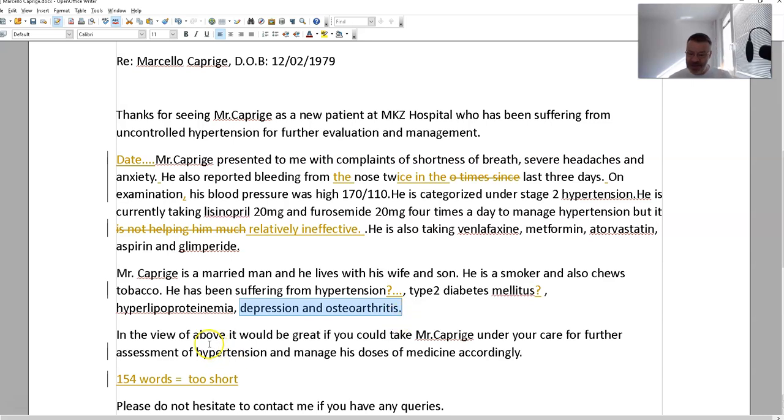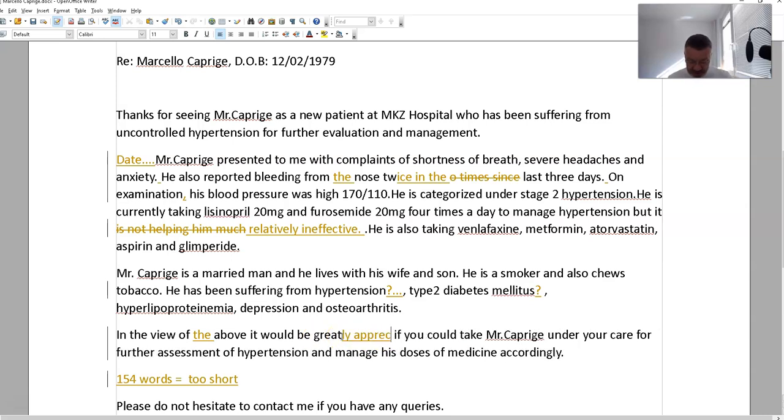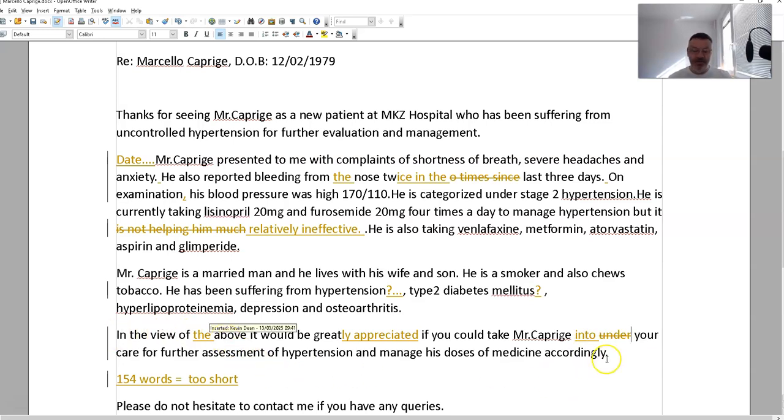Okay, "In view of the above, it would be great." Great, yeah, it would be great, Doc. "In view of the above, it would be greatly appreciated," that's better, "if you could take Mr Caprige into your care for further assessment." Okay, nice. So there's quite a few things there. Organisation, that's the main thing. The purpose, there's no reference for dates, there's no times. So that's that particular one there.